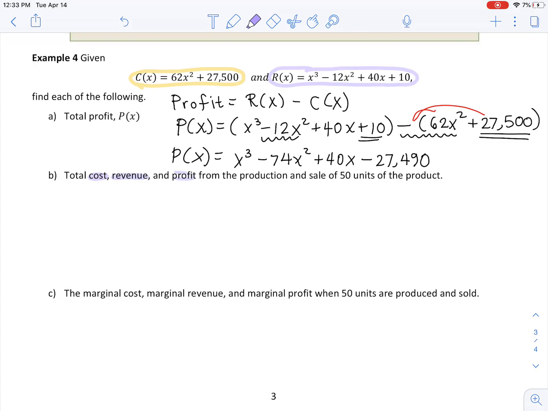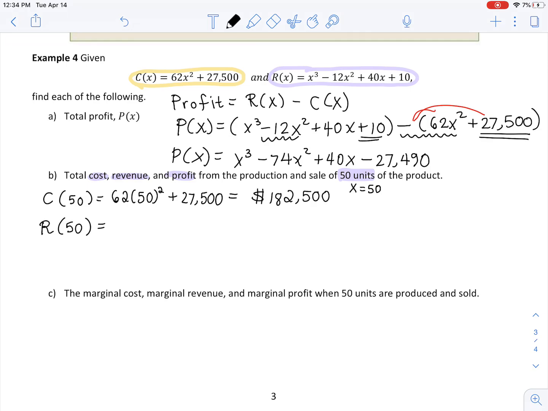All right, part B is simply asking you to find the total cost, revenue, and profit from the production and sale of 50 units. So x is 50, and they want you to plug 50 into the cost function, revenue function, and profit function. Let's first do the cost. What's the cost of producing and selling 50 items? That's going to be 62 times 50 squared plus $27,500. It's going to cost them $182,500 to produce and sell the first 50 units.